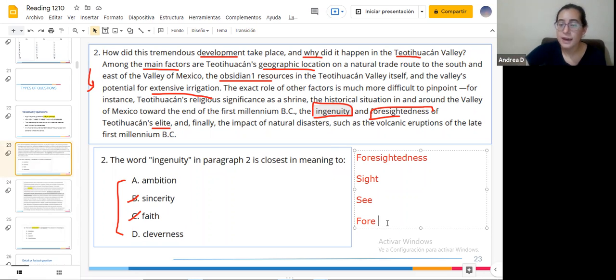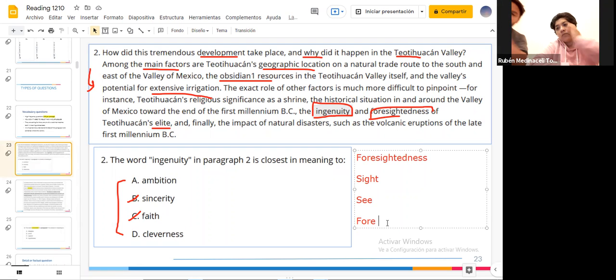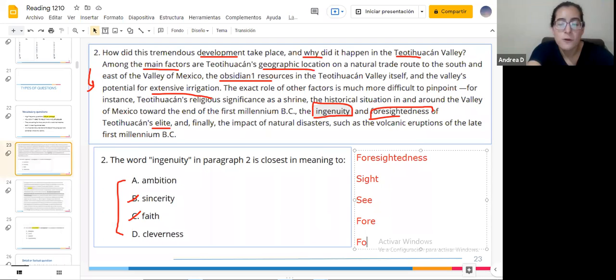So something that's ahead. That's why you have words like forecast, the weather forecast, which is a prediction of the weather. Or you have words like foreshadowing. I don't know if you know this word, but it's used in literature when you know something that's going to happen in the future. Foreshadowing, forecast. So perfect, you guys.